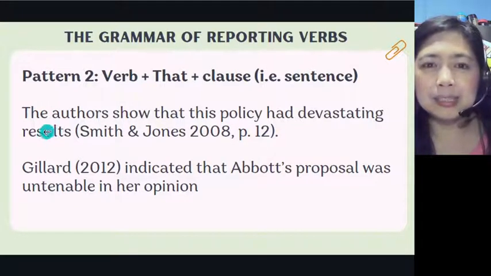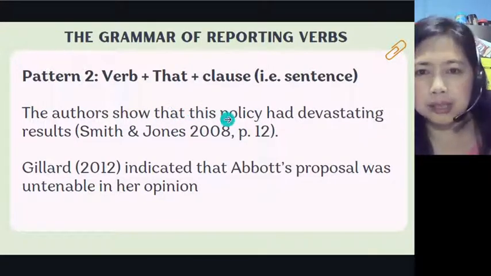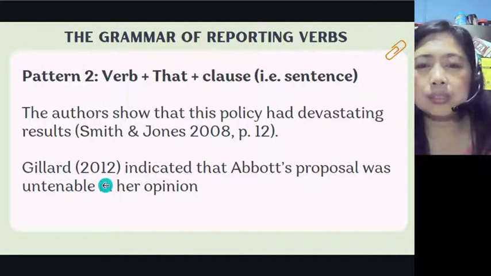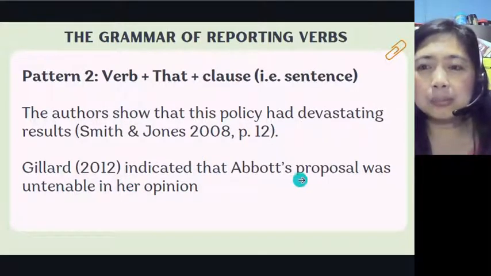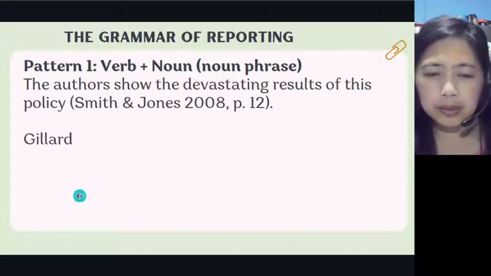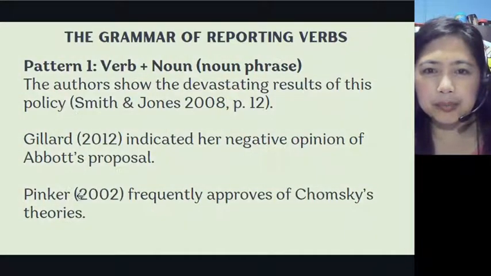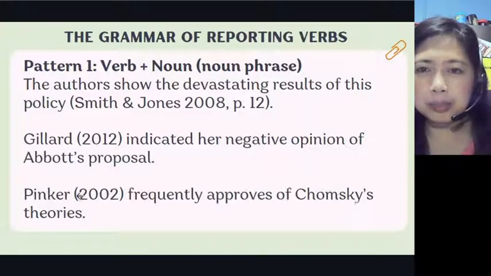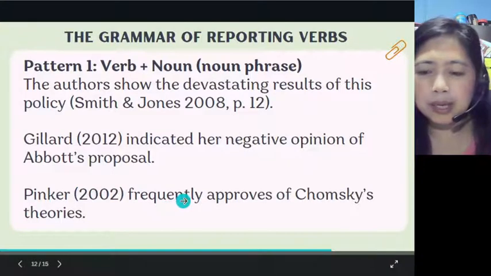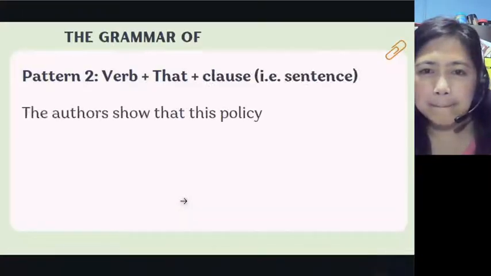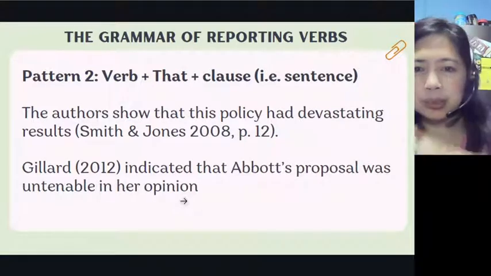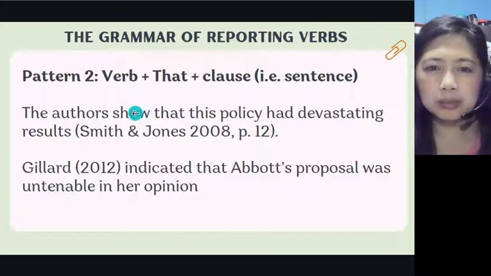Example sentences: The authors show that this policy had devastating results. The authors show that this policy, this is the that clause part. Another: Gillard indicated that Abbott's proposal was unattainable. Okay, here we go. So this is the pattern one we had, and then we just rephrase that to have the verb plus that clause. This one is very simple. As you notice, these are the verbs being used.